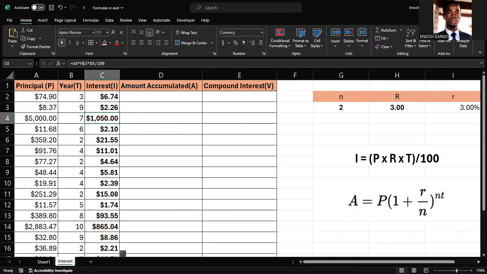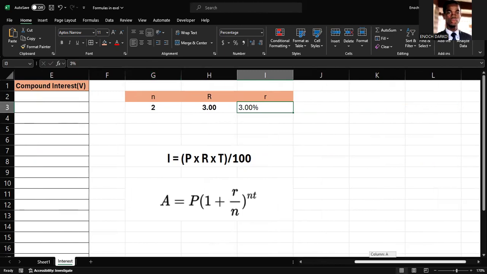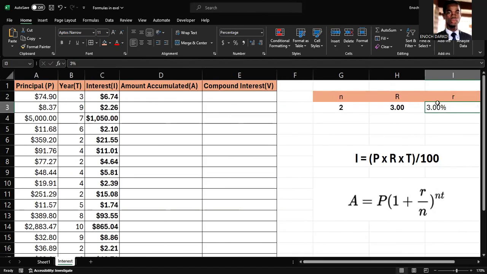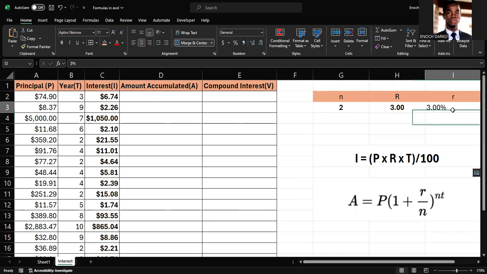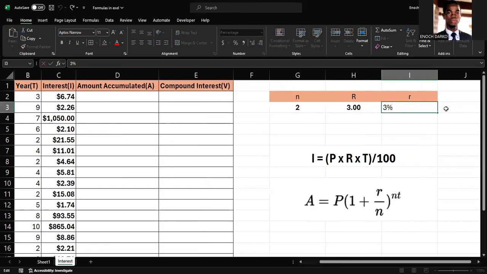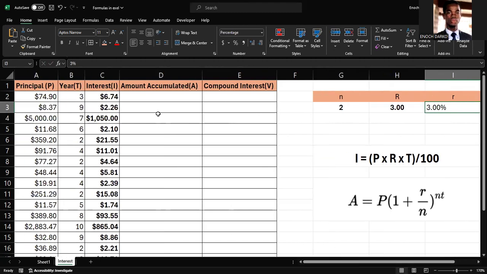For our compound interest, we have our rate as 3%. Because the rate is formatted in percentages, this means 3/100, so the value will resolve to 0.03. Okay, so let's do it.